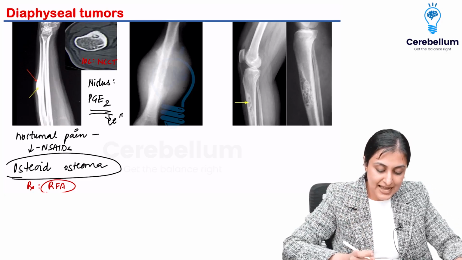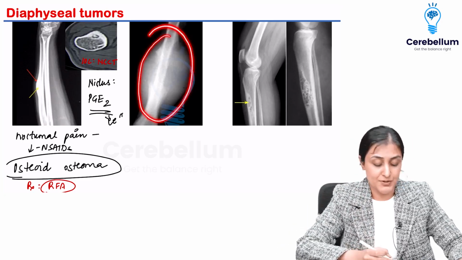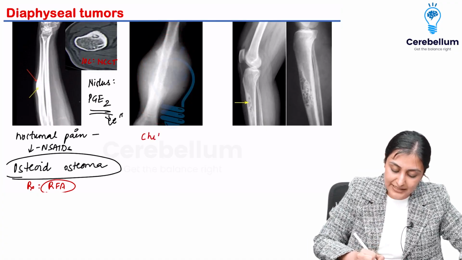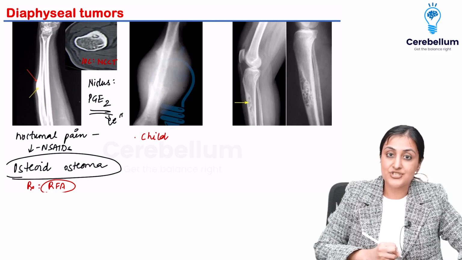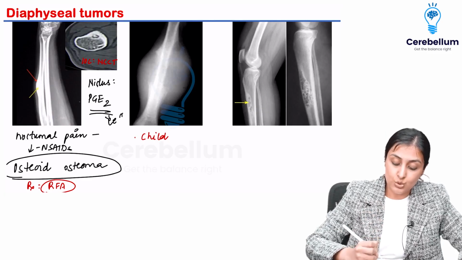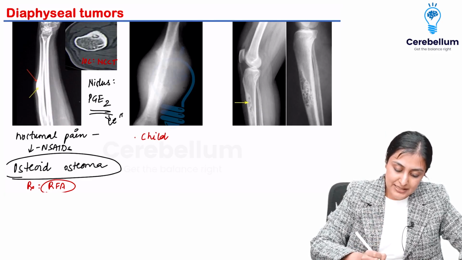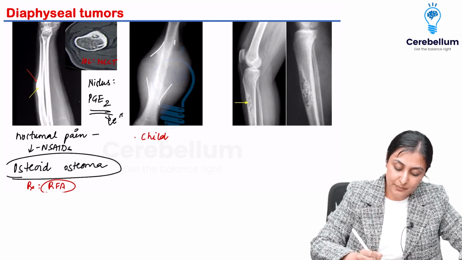Look at this diaphyseal lesion, huge mass. So they'll give you that there is a child here, a child in the first or second decade having a huge mass. You can also see that the periosteum is interrupted.